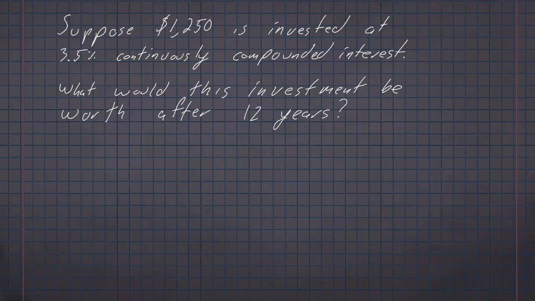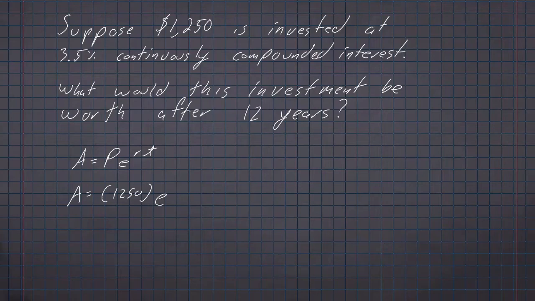So as an example, let's suppose that $1,250 is invested at 3.5% continuously compounded interest. We want to know what this investment will be worth after 12 years. So we're talking about continuous exponential growth and decay. We're looking at the formula A equals P e to the rt. A is our unknown. P is 1,250.